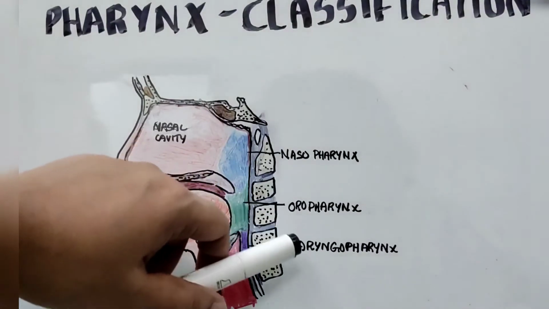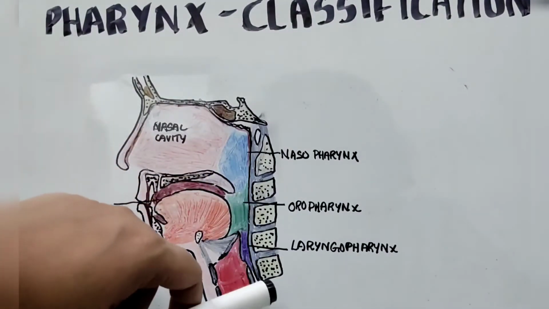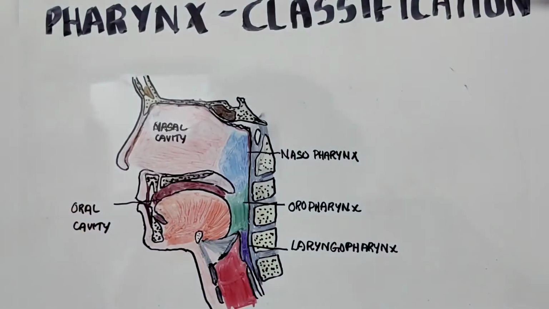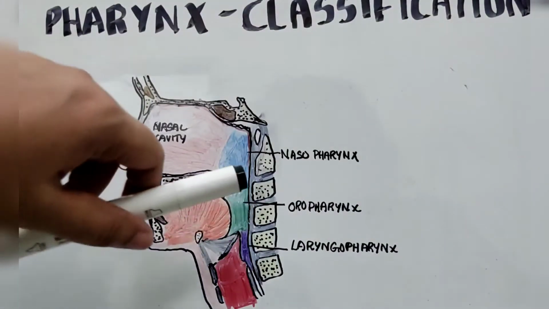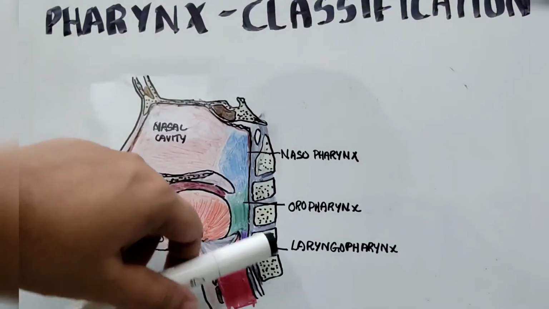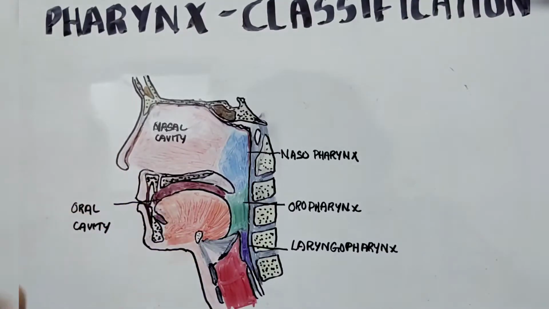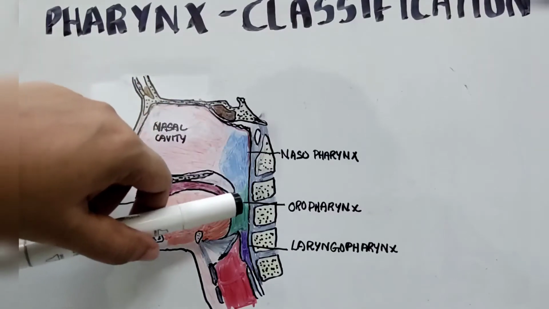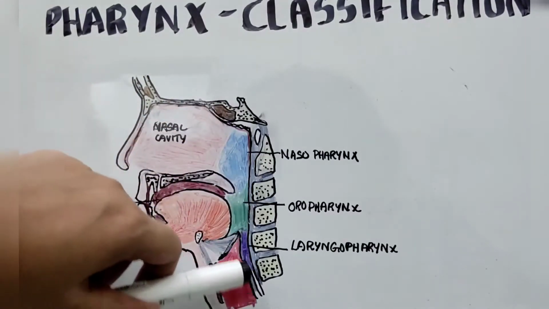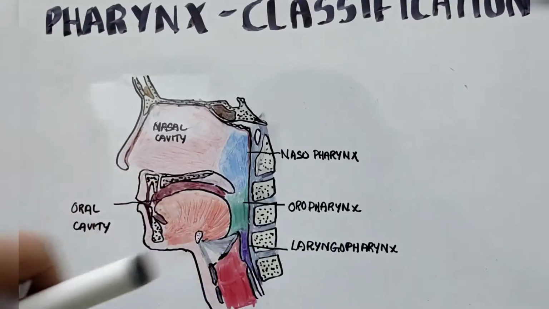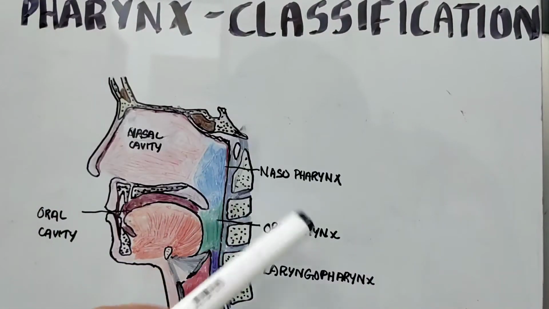And next is the laryngopharynx. The laryngopharynx extends from the epiglottis to the lower border of the cricoid cartilage. So it is the narrowest among them. The nasopharynx is the widest, the oropharynx is narrower compared to the nasopharynx, and the laryngopharynx is the narrowest. Now we will discuss the communication of each of these parts of the pharynx.